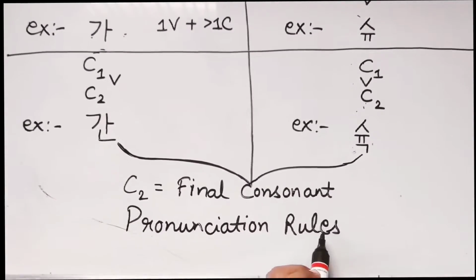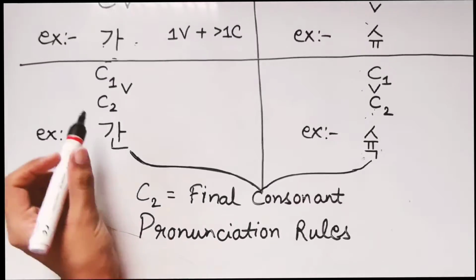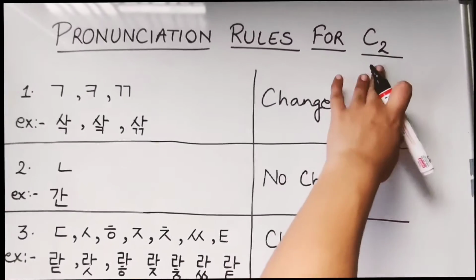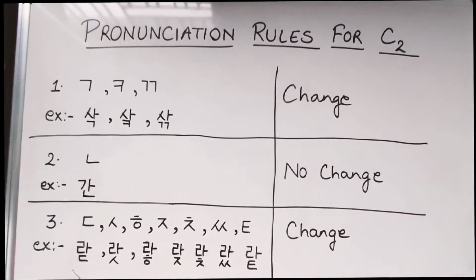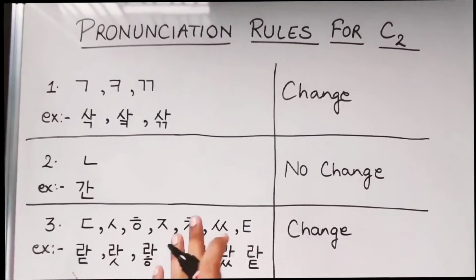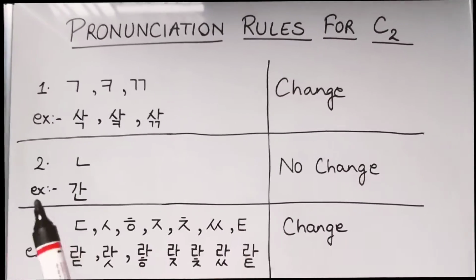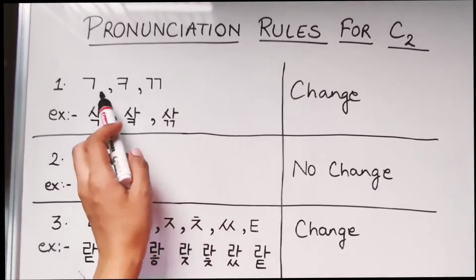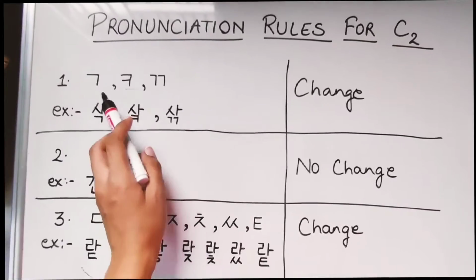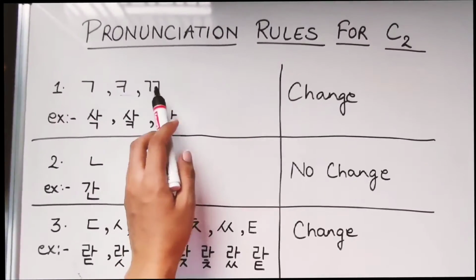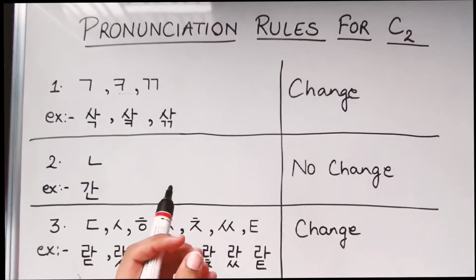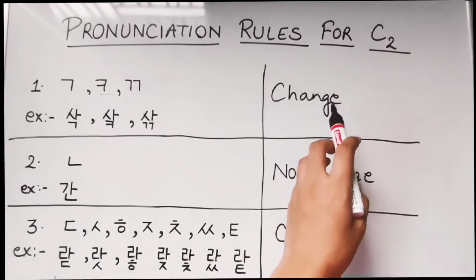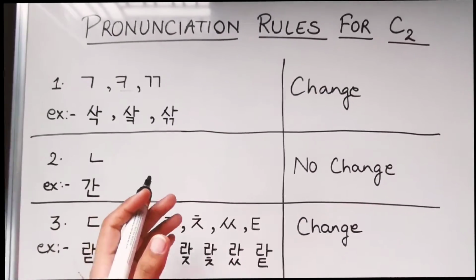Because of the final consonant C2, there are pronunciation rules to the newly formed syllable. Let's begin with the pronunciation rules for C2, that is the final consonant. By pronunciation rules, I essentially mean that the sound of the consonant may or may not change when it is C2. For example, the first point, we have consonant Gh, Kh and K. In normal case, they are pronounced as such, but when they take C2 position, their pronunciation changes to K.